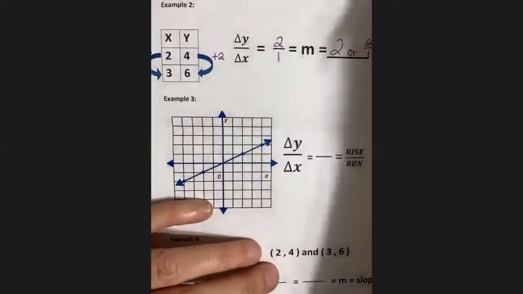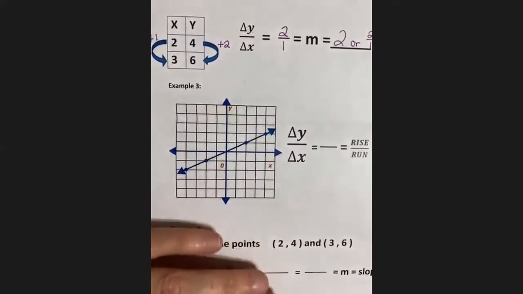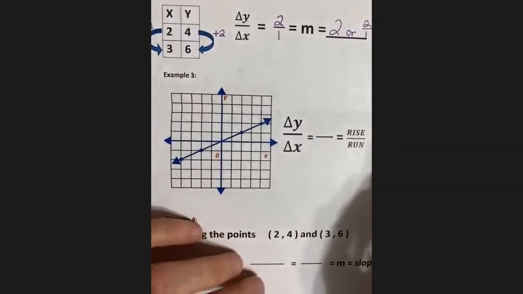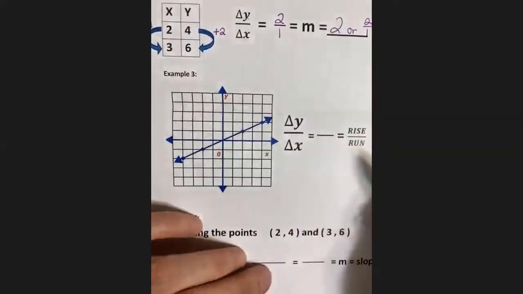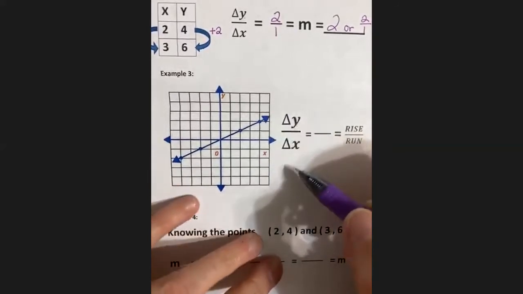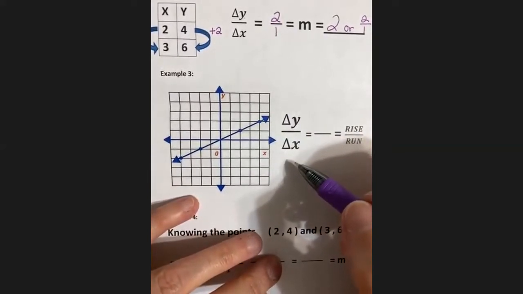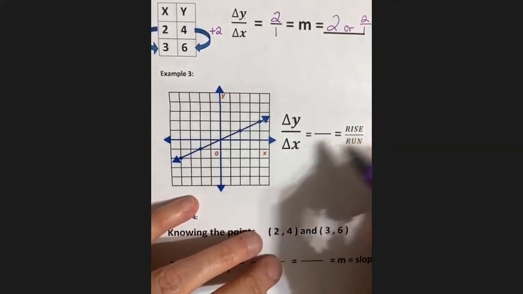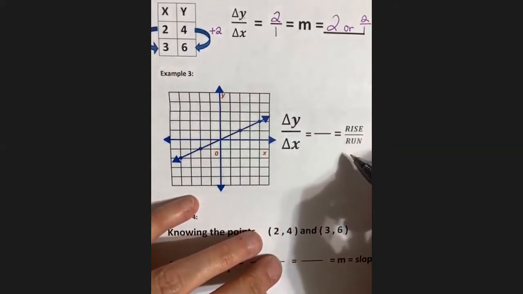And here's example 3. And in this example, you're given a graph, and it gives you 2 points. Well, again, what is the change in Y over the change in X? How far do you have to travel, rise over run?